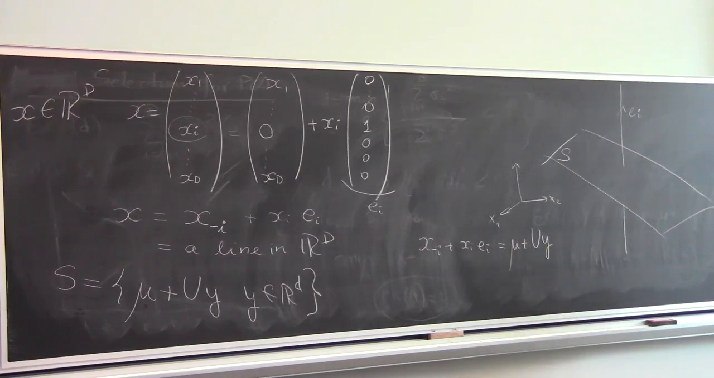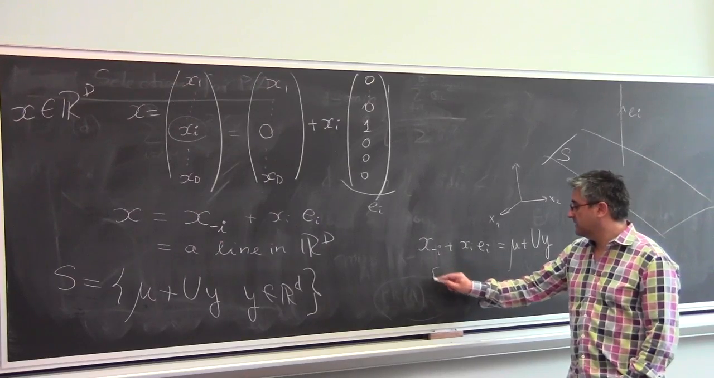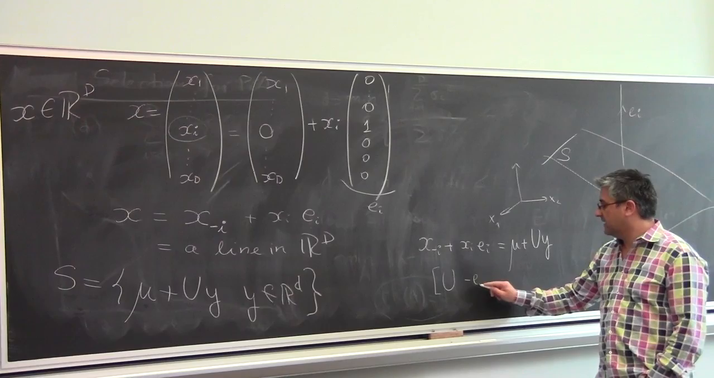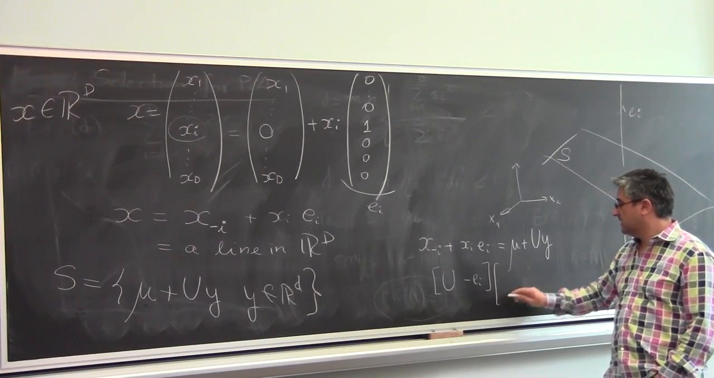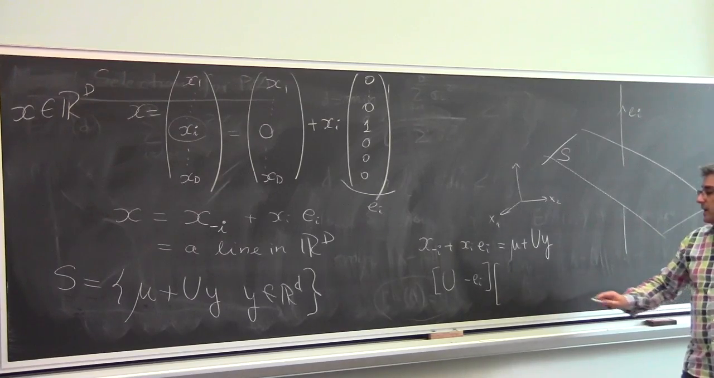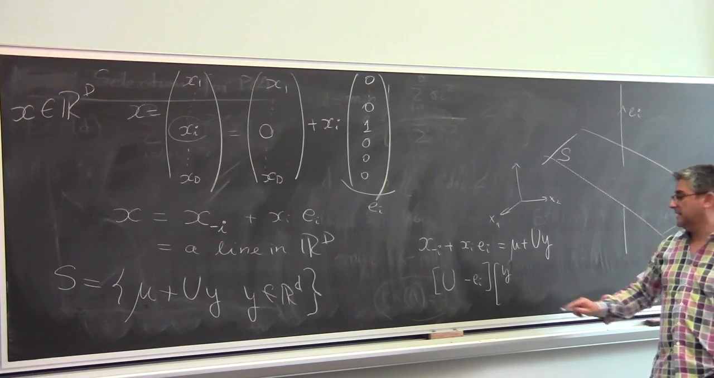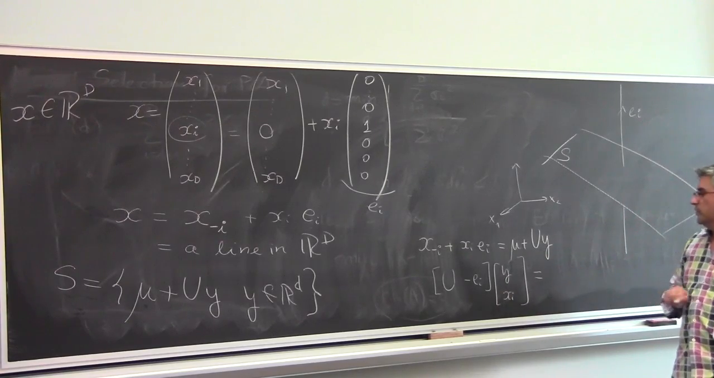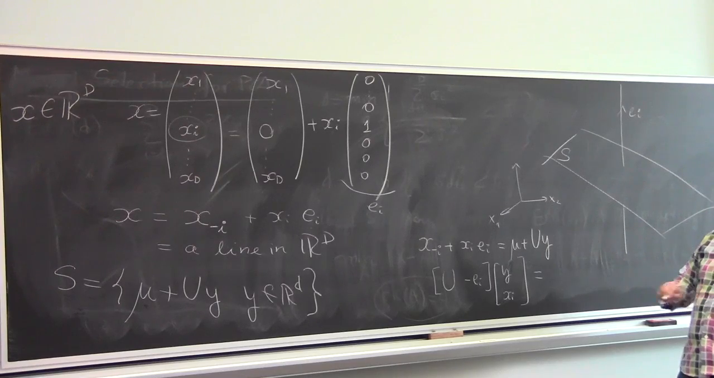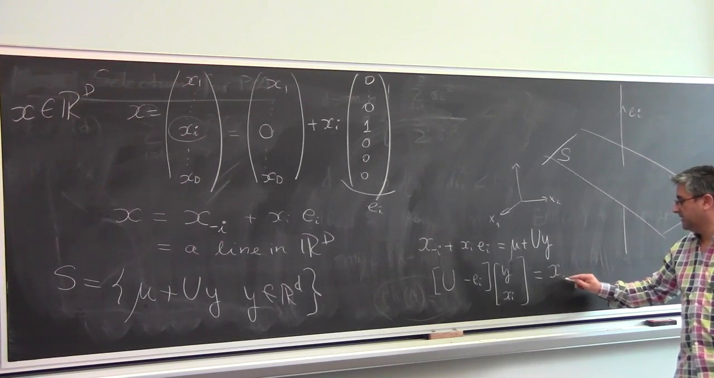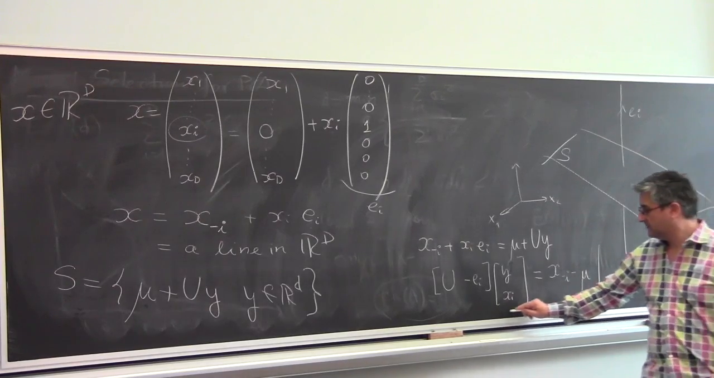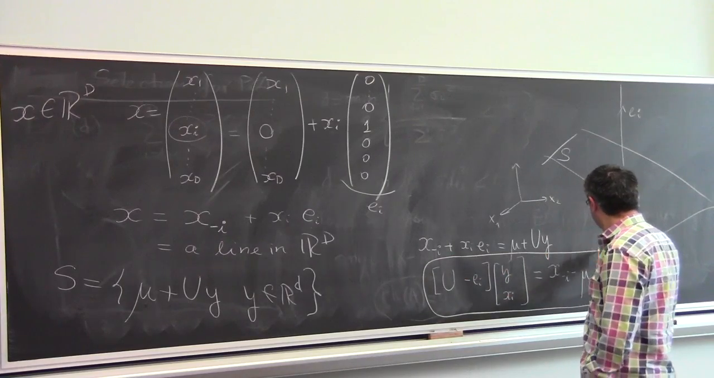Okay. And from here, I get u minus e sub I times y, and then xi, is equal to x minus I minus mu. Aha.